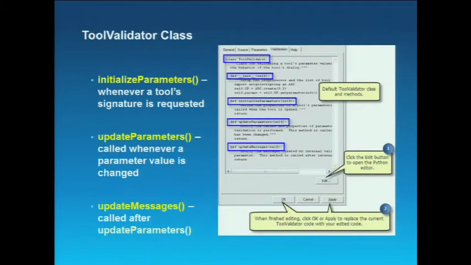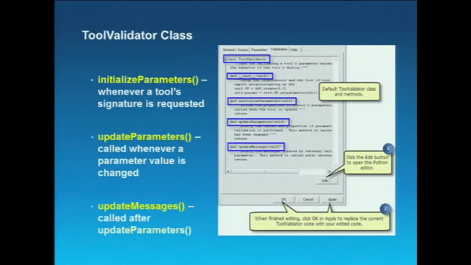So a tool validator class, and Dave's going to show this because it's in the Python toolbox as well. It's three things: initialize parameters, what to do when the tool first opens up; update parameters, what happens every time something happens on that tool user interface; and then update messages is called after update parameters. So basically, tool opens, initialize parameters gets called.